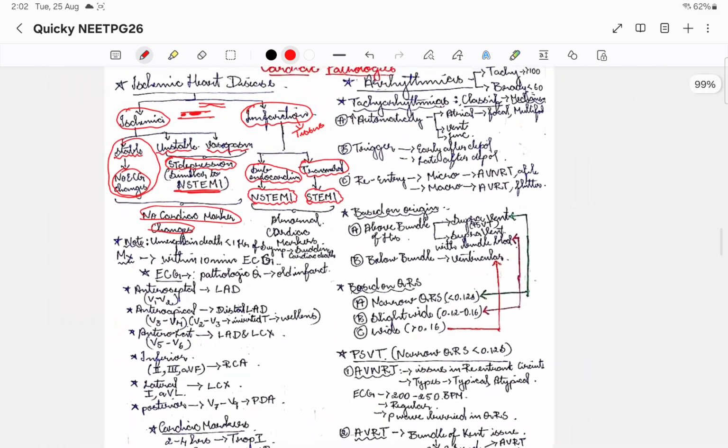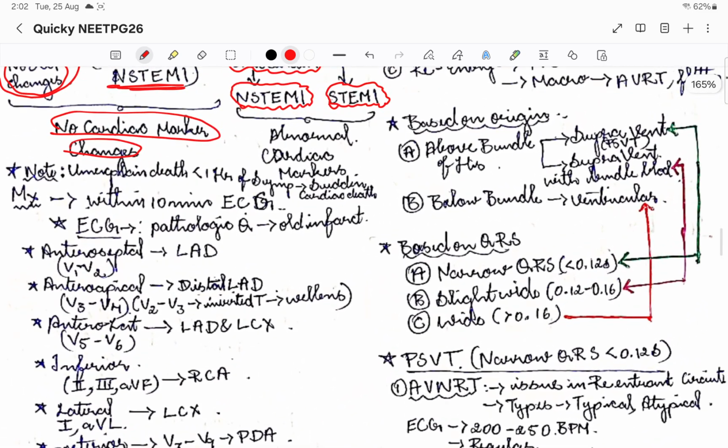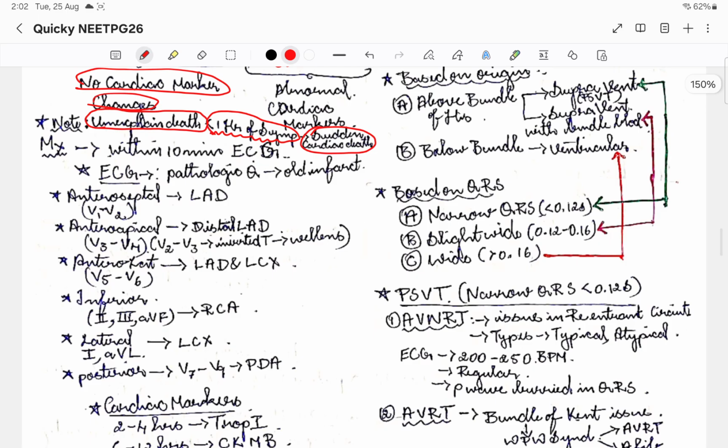In ischemic heart disease, please note that if there is unexplained death that happens within 1 hour of the symptoms appearing, then it is known as sudden cardiac death. So if the patient died before even reaching the hospital, within 1 hour, it is going to be sudden cardiac death. Okay, so let us see how all the ischemic heart diseases will be managed.